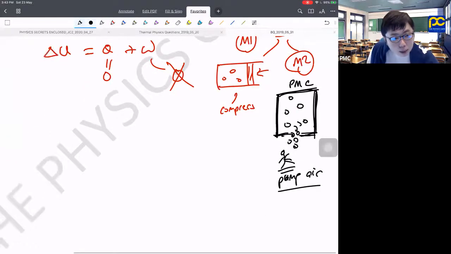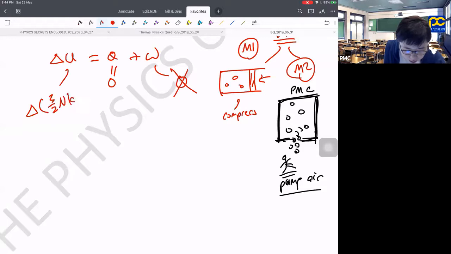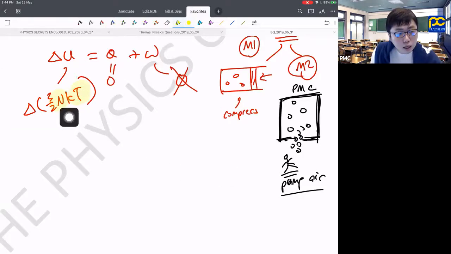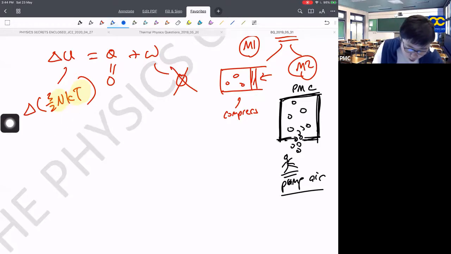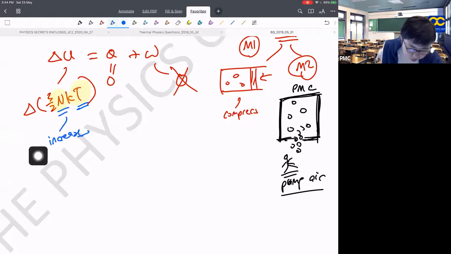Now, if you look over here, see this? This change in U is 3/2 NkT. I do want you to take note of these two things. All along, we always assume that the number of molecules is the same. So if the energy increases, confirm the temperature must go up. But when you pump air into the basketball, please note that this number of molecules will increase.